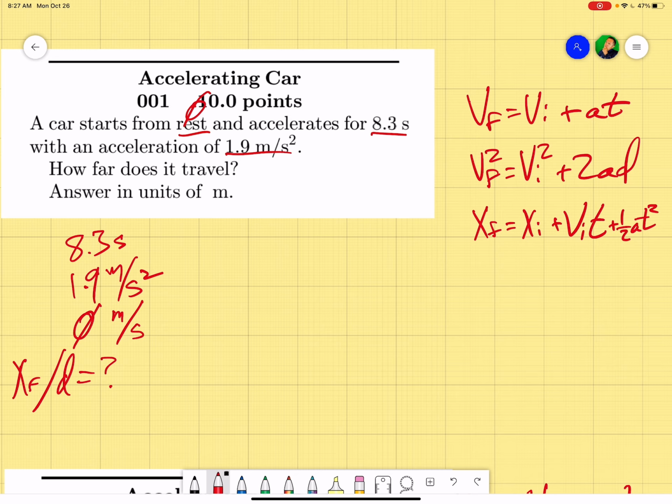All right, then we look at our units. We see seconds. Seconds is time. Meters per second squared is acceleration. Meters per second is velocity. And since it's starting, we can say that's initial velocity.